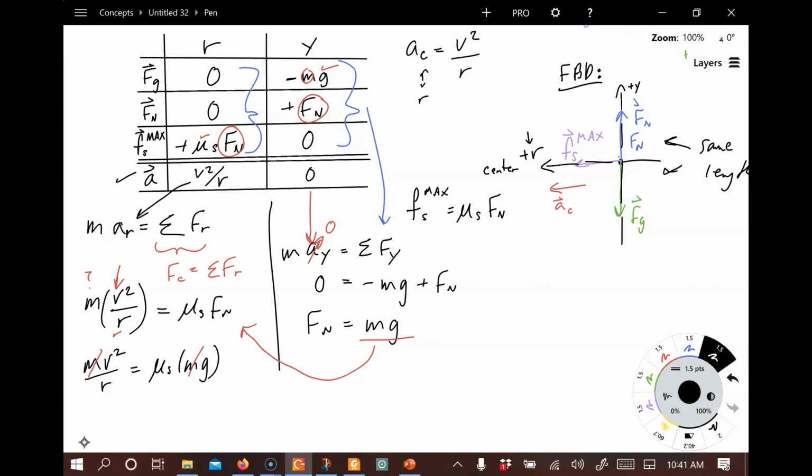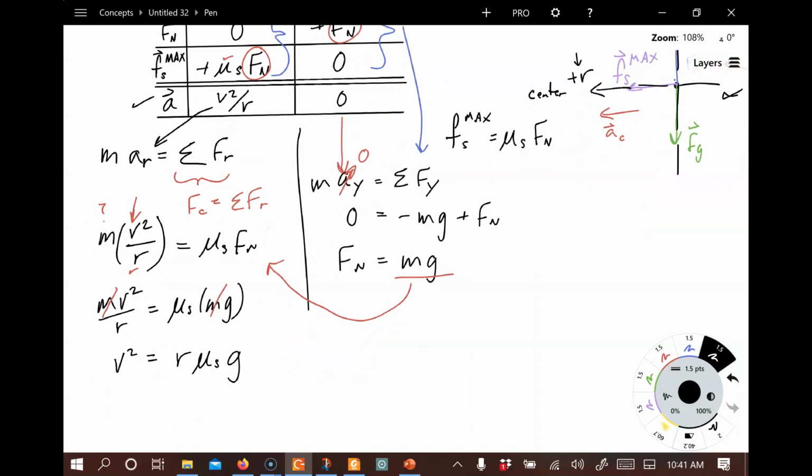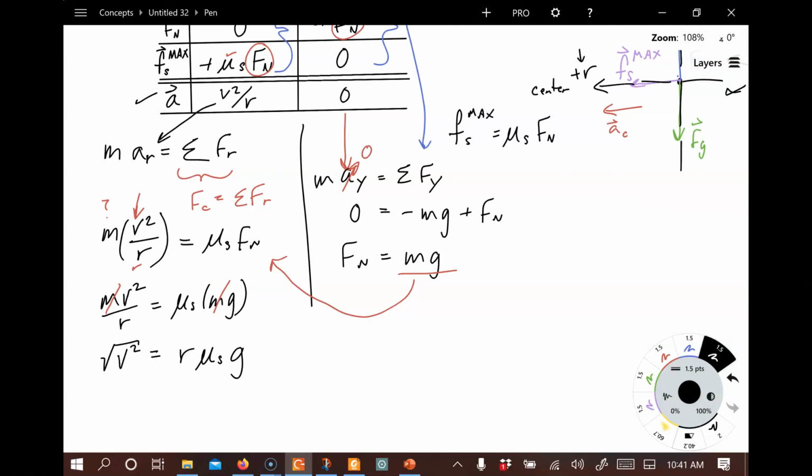And finally, we can solve for the speed here. So to go ahead and do that, we're going to write this as v squared is equal to r mu sub s g. And finally, we need to take the square root of both sides. We take the positive root because this is a speed, and we find out the speed is equal to the square root of r mu sub s g.